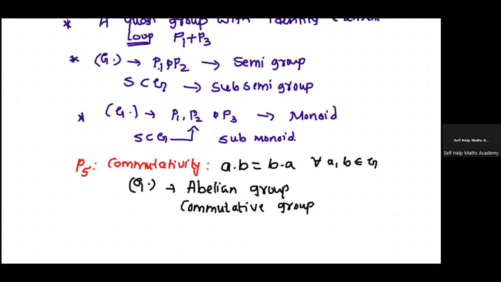So this is very important, but not all groups form a commutative group. A few of them may form a commutative group and a few may not. If it satisfies only P1 to P4 and the commutative law is not satisfied, then we call it a non-abelian group, or non-commutative group.